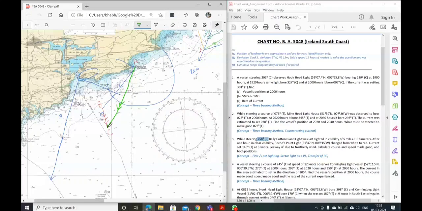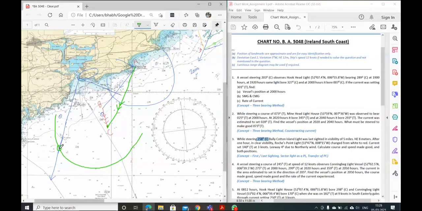And if you place your compass centered at point C and radius equal to the last sighting range of the Belly Cotton light, same as the initial circle radius, and you draw a circle, wherever this circle cuts the sector dividing line, that is your position at the second time. So this is the position obtained.